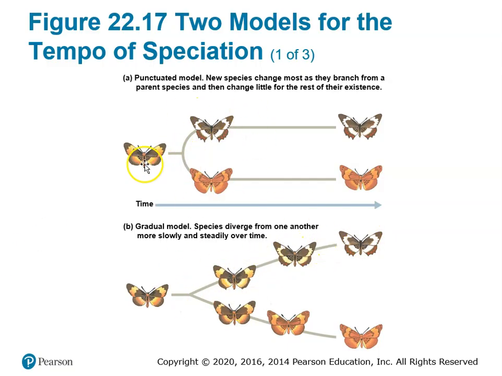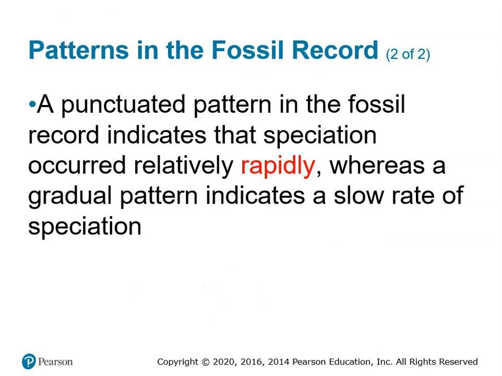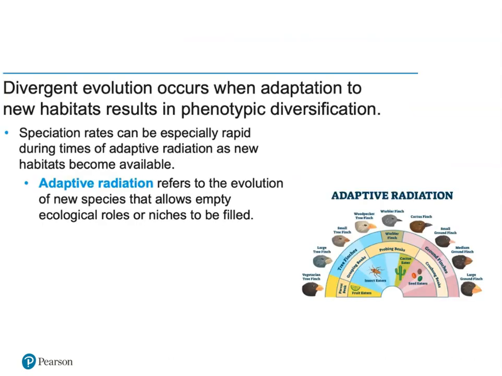But in punctuated models, like new species, boom, something happened rapidly, and then it was selected for in a certain environment, or they mated and stuff like that, and reproductive isolation occurred. You can see that it's very rapid. Speciation occurs very rapidly in punctuation. Divergent evolution occurs when adaptation to new habitats results in phenotypic diversification.